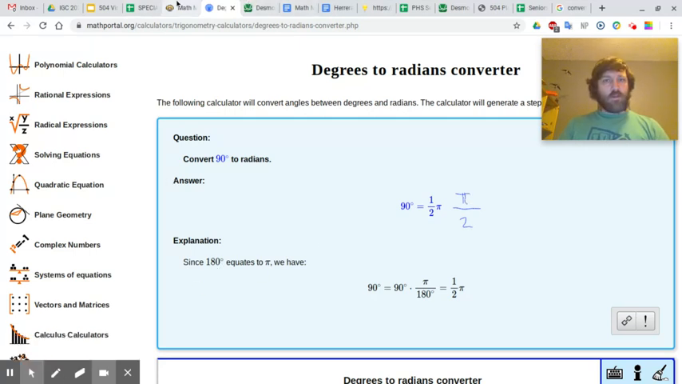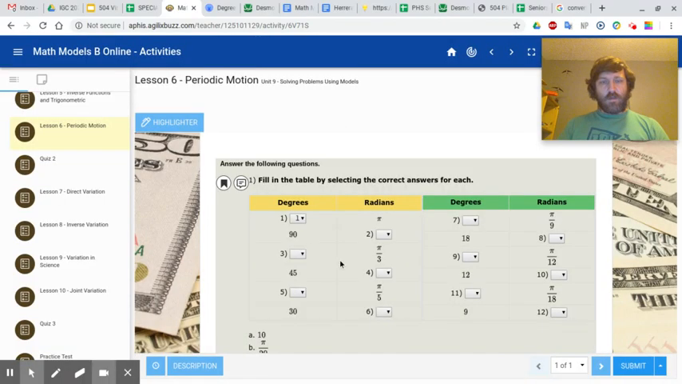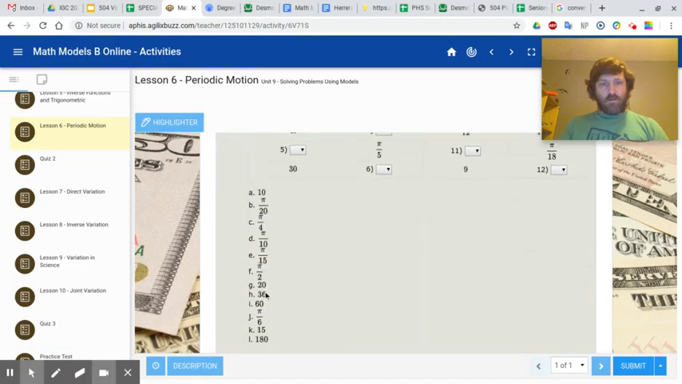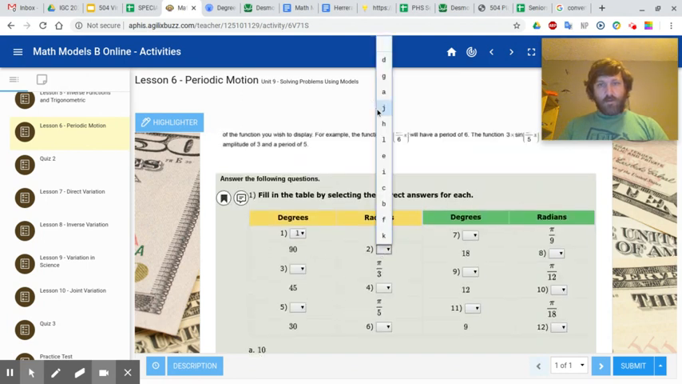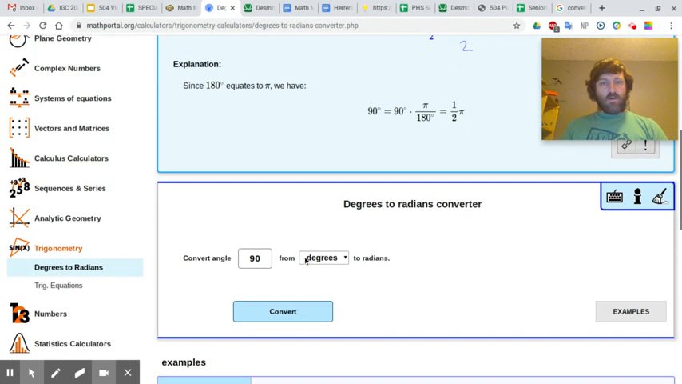So let's jump over here and see. For number 2, that's going to be pi over 2. There it is, F. So then all you have to do from there is just keep alternating back and forth. You could keep it on one setting and just do all the degrees to radians, but just make sure that whatever is here is what you're starting with.